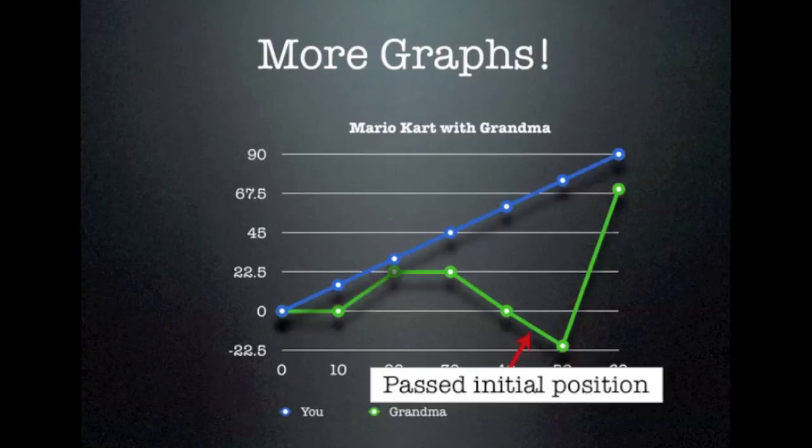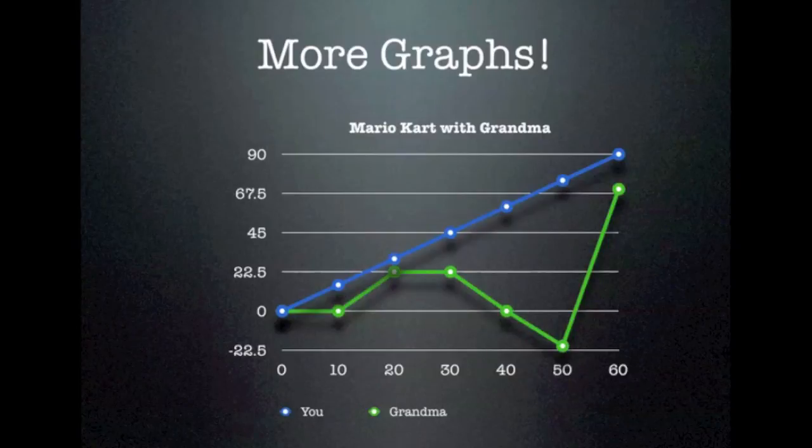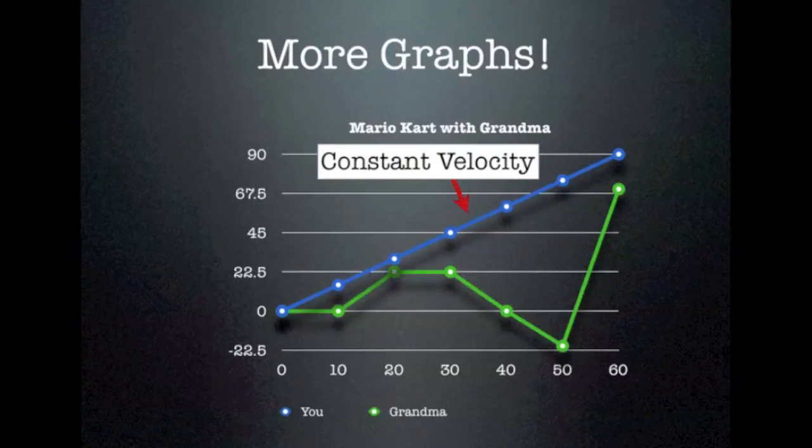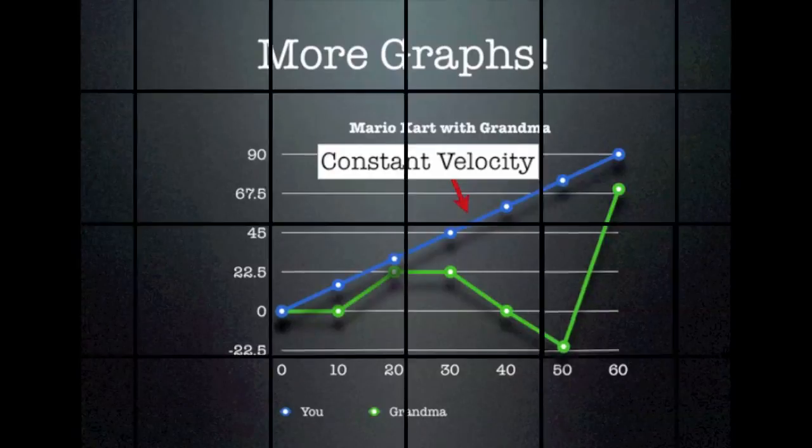Down here, you can see that the graph extends below the 0 point. So that's where she started, and she is now going past where she started in the backwards direction. Finally, she figures it out, and she fires a blue shell, and she starts winning, and she almost beats you at the end. Here's your line. You're moving at a constant velocity. You can see there's no fluctuation in your line.